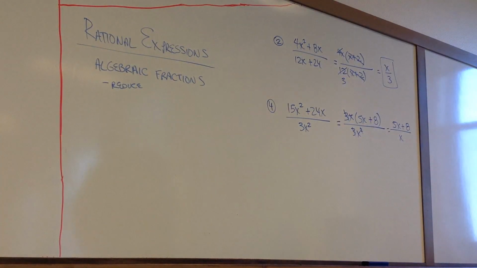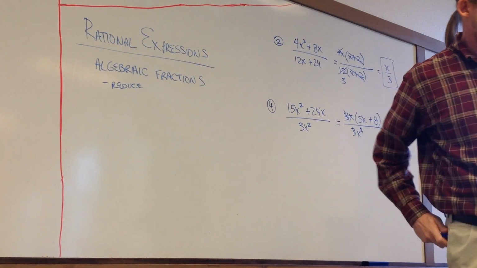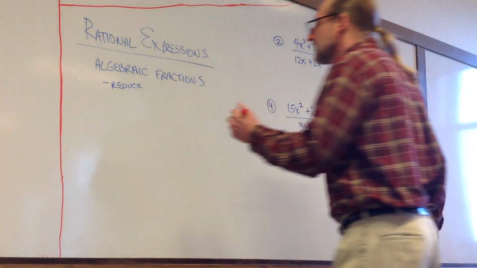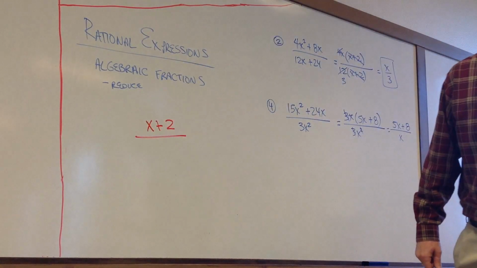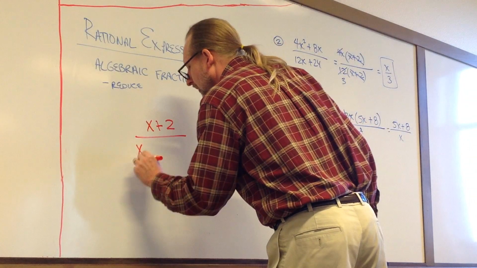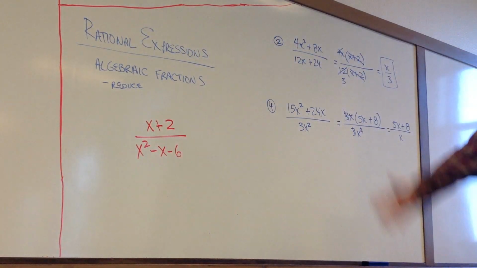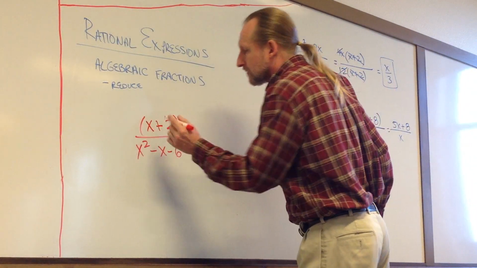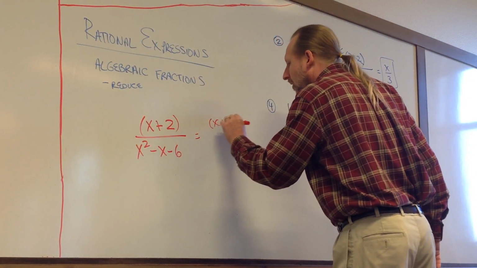Okay, let's see here. Oh, I want to do an example that's not in the textbook because I want to illustrate something for you. So this example is, what if we have x plus 2 on top and then x squared minus x minus 6 on the bottom? Well, the x plus 2 on the top, that's it. That's a prime factor. It can't be broken down, okay? So it's going to stay like that.